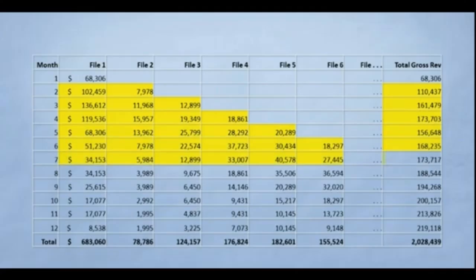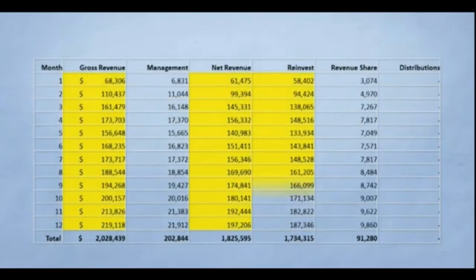You can see that this goes on in the same way month after month for the first year. Each month we add a new file, each file begins with robust results, and subside after a few months. And you can see here how aggregate gross revenue, net revenue, and reinvestment amounts grow each month as a result of the rate of reinvestment. In the first year, we end up with a total gross revenue totaling about $2 million. $1.7 million of that is reinvested into additional inventory, and just about $90,000 is returned to the investor.